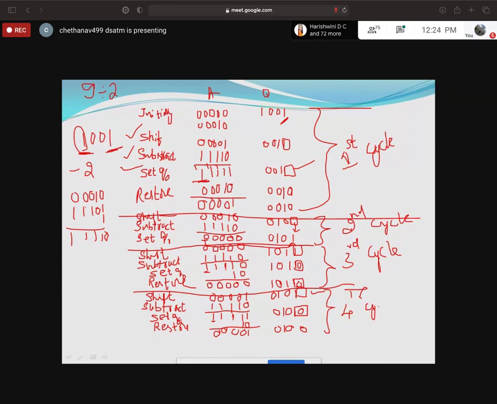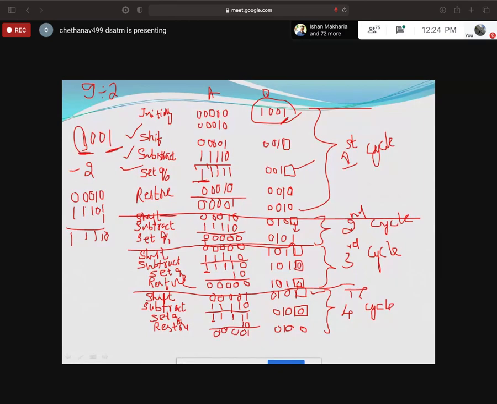Shall I continue one more cycle, or I'll stop it here only? After the fourth cycle, I have to stop, right? We have to stop for the fourth cycle. That means only 4 bits are there in the dividend. So see, 9 is nothing but 4 bits. So since Q is having only 4 bits, I have to stop at the fourth cycle.